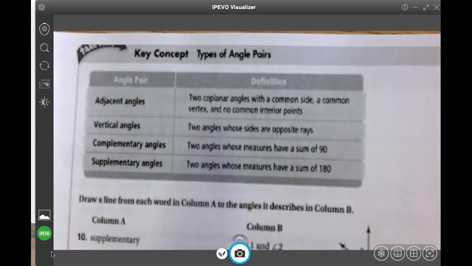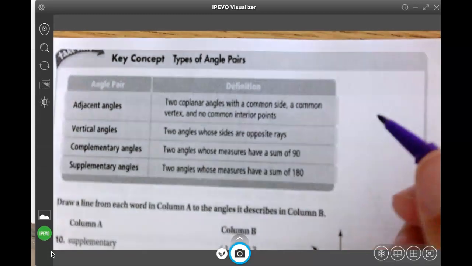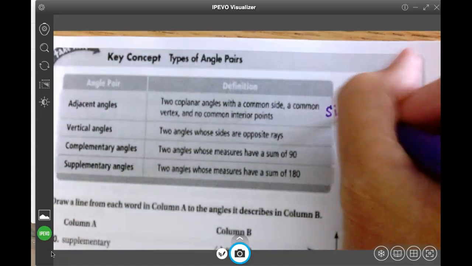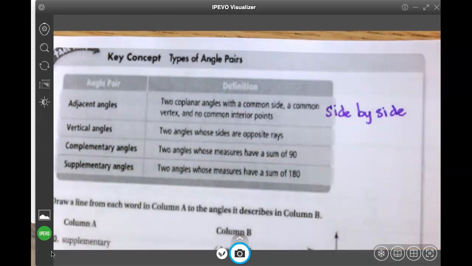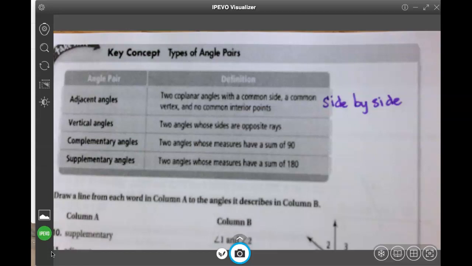Adjacent angles, and you might want to write this on your sheet of paper on your notes page. You weren't in here whenever. I would put side by side on these. These adjacent angles are side by side.